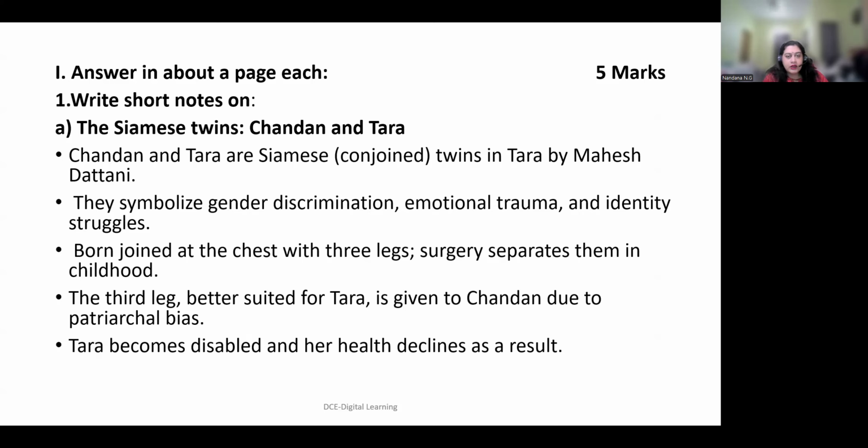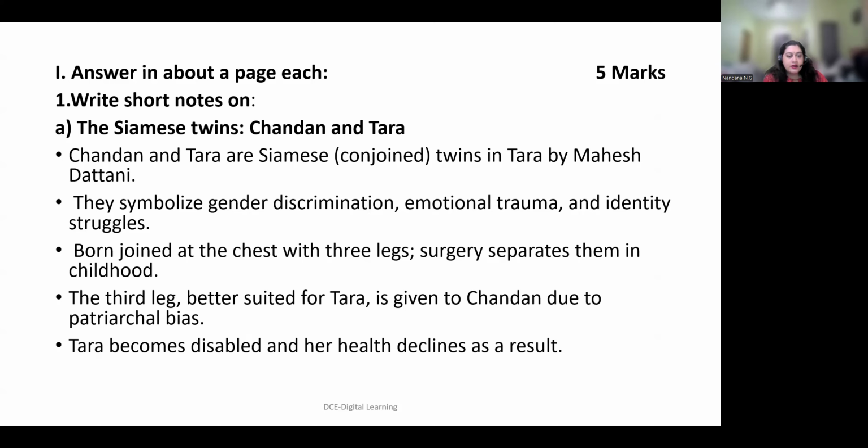The points that you can expand are: Chandan and Tara are Siamese or conjoined twins in Tara by Mahesh Dattani. They symbolize gender discrimination, emotional trauma, and identity struggles. They are conjoined at the chest with 3 legs, and a surgery separates them in childhood. But the third leg, which was better suited for Tara, is given to Chandan due to the patriarchal bias. You can elaborate on patriarchal bias there.